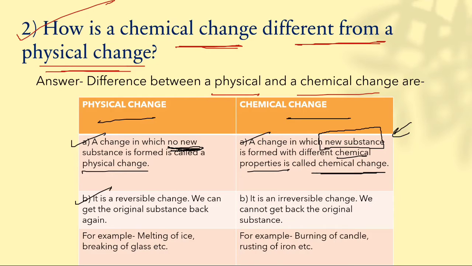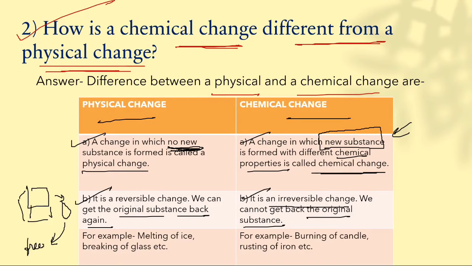Next, point B. Physical change is reversible, that is, we can get the original substance back again. And chemical change is irreversible. That is, once the chemical change is done, you cannot get back the original substance. Clear? For example, melting of ice. If the ice cube melts into water, we can again freeze the water and get back the ice. And if a glass is broken, we can melt the glass and make a new glass, right?